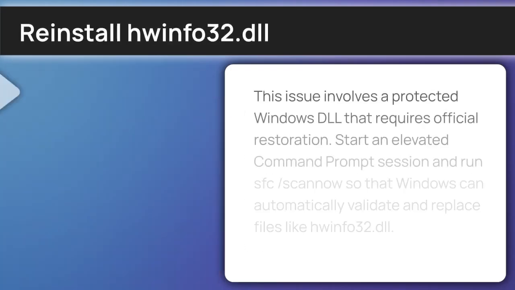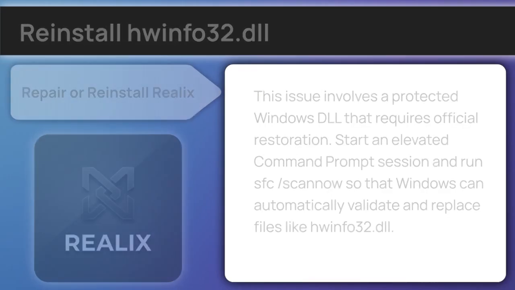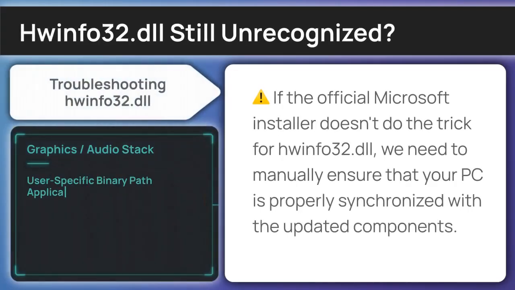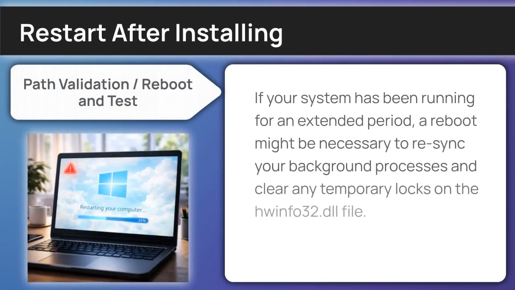This issue involves a protected Windows DLL that requires official restoration. Start an elevated command prompt session and run sfc /scannow so that Windows can automatically validate and replace files like HWiNFO32. If no luck was had with the redistributable package, we will escalate the fix by performing a targeted reset of the system state. If your system has been running for an extended period, a reboot might be necessary to resync your background processes and clear any temporary locks on the HWiNFO32 file.